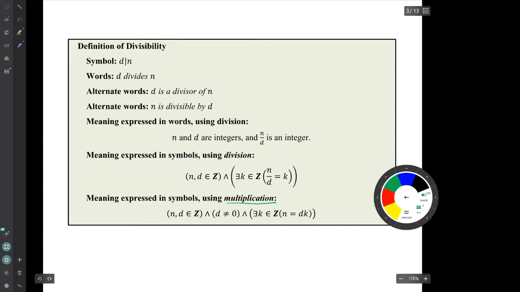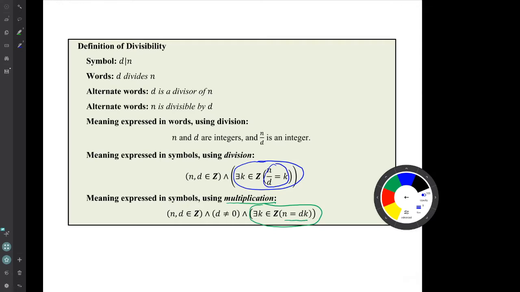Now, it is possible to express the meaning of divisibility using just multiplication, not the idea of division. Here's the idea. We're going to replace this existential statement with a different one. Part of what we're going to replace it with is this expression, which just involves multiplication. It says n equals d times k. Now, this expression up here says n divided by d equals k.